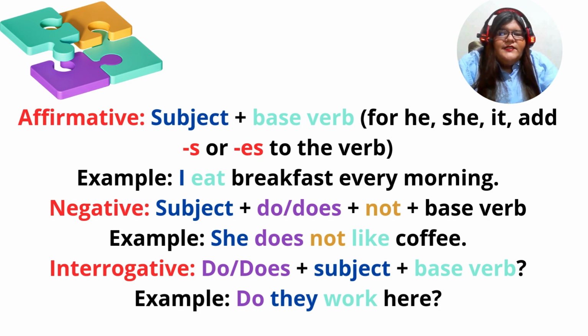Then we have the interrogative, or when you want to make a question, right? We will add from the beginning the auxiliary verb do or does depending on the subject, plus the subject, plus the base form of the verb, plus the question mark. For example, do they work here? I hope that you made a refresh of your memory.